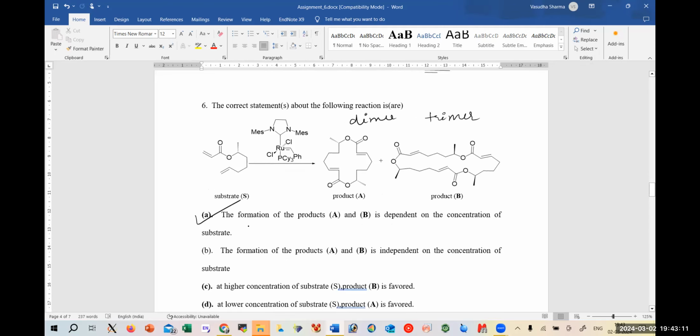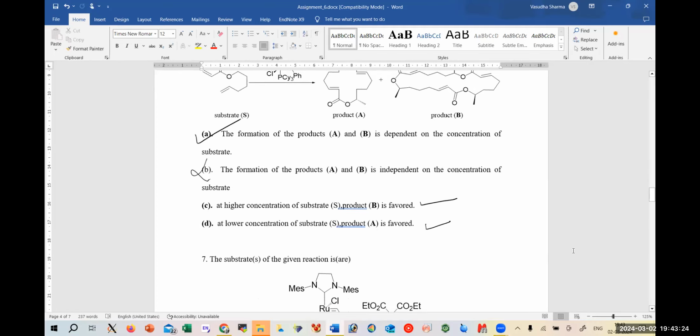And if it is independent, no, it's wrong. At higher concentration, the product B, the trimer would be the major product. Yes, if at lower concentration, product A would be the major product, which is absolutely right. So these are the three options which are right, which is A, C, and D. These are the right options.